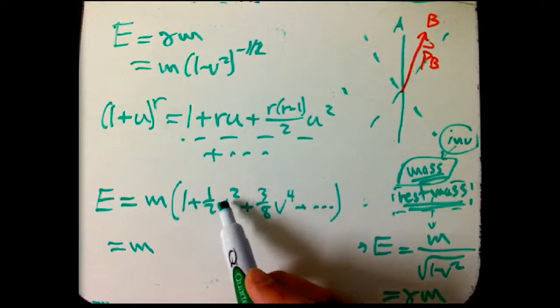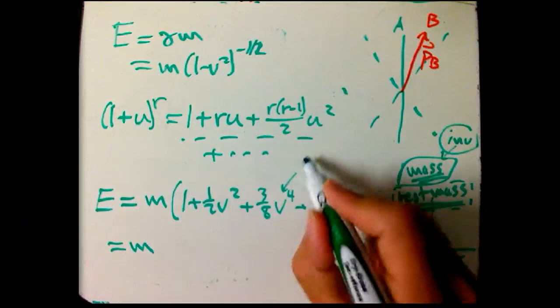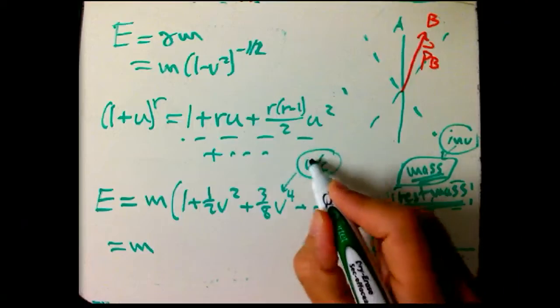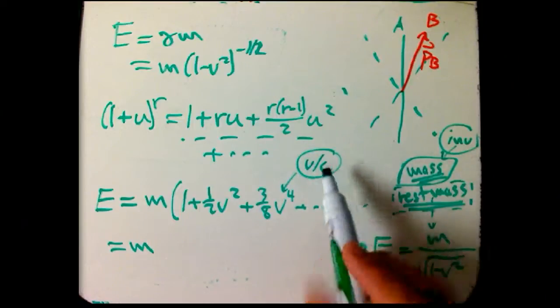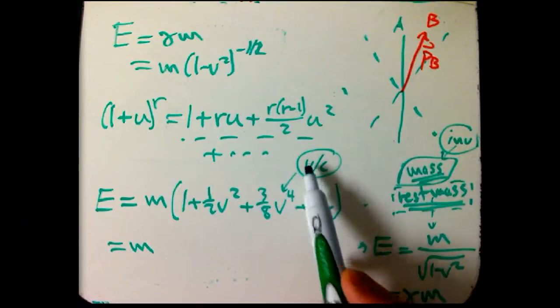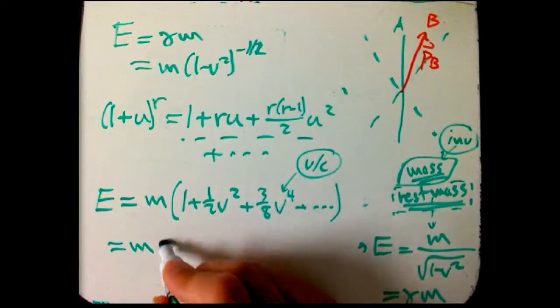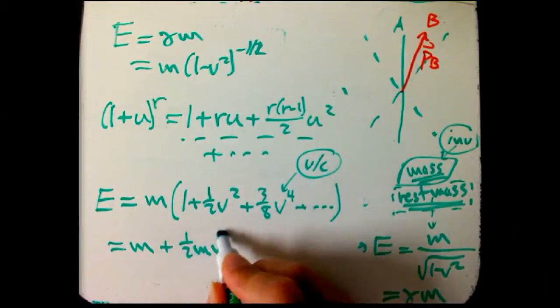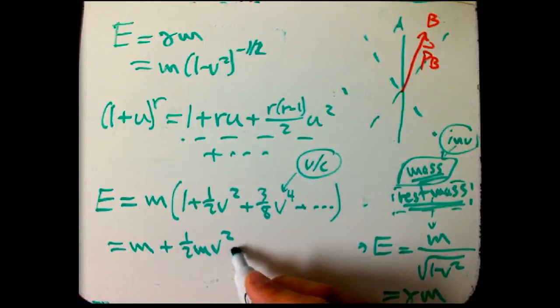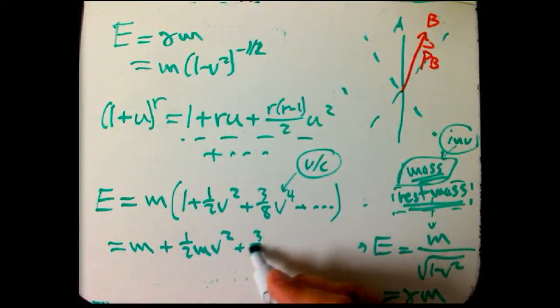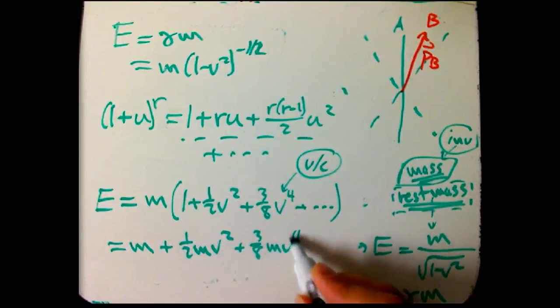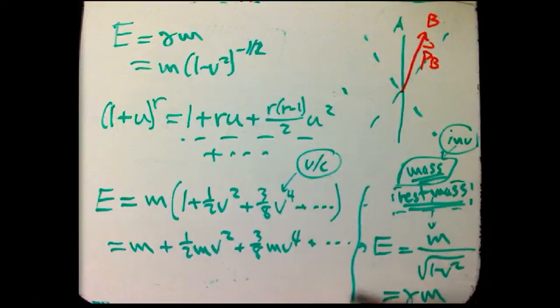And remember, the v is really going to be a v over c. I'll put in the c's in a minute. If we want to actually express it with units, you have to take the v in meters per second and divide it by c in order to have the effect of setting c equal to 1. So you get m plus 1/2 mv². That's interesting. Plus 3/8 mv to the 4th. That's unfamiliar, but interesting nonetheless. Okay. So here's how it works.